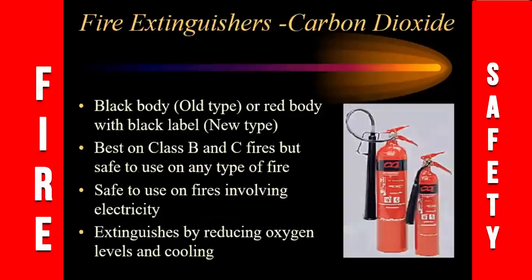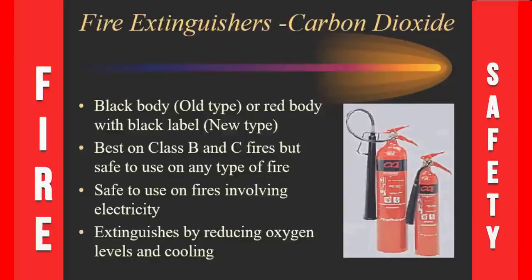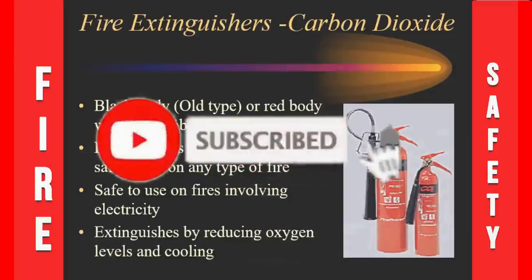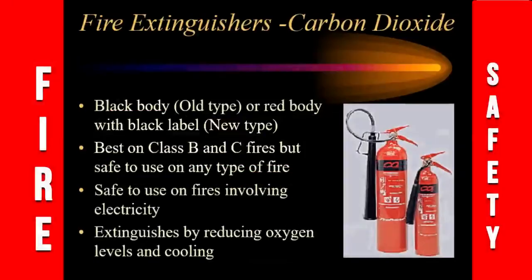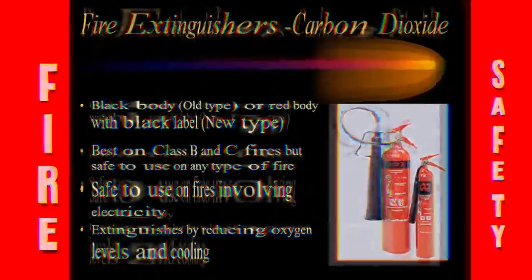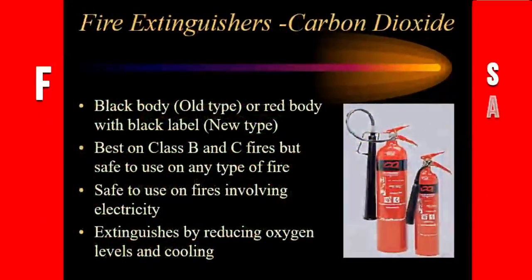Fire extinguisher carbon dioxide, CO2: black body, old type, or red body with black label, new type. Best on Class B and C fires, but safe to use on any type of fire. Safe to use on fires involving electricity. It extinguishes the fire by reducing oxygen levels and cooling.